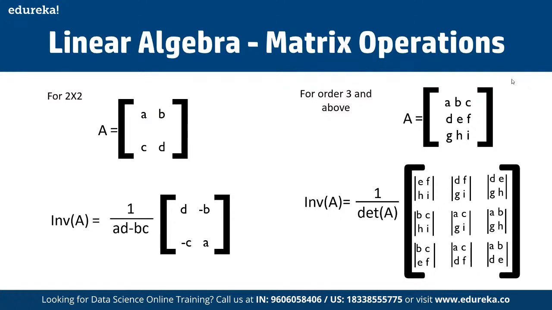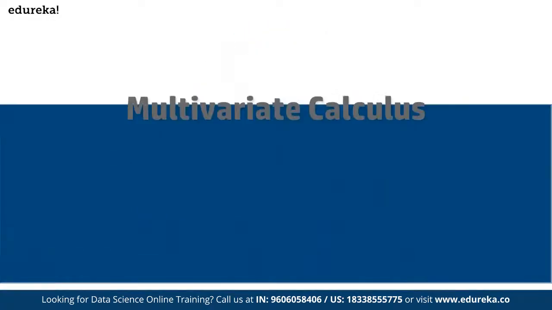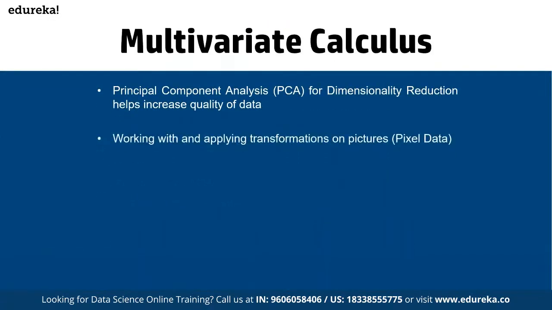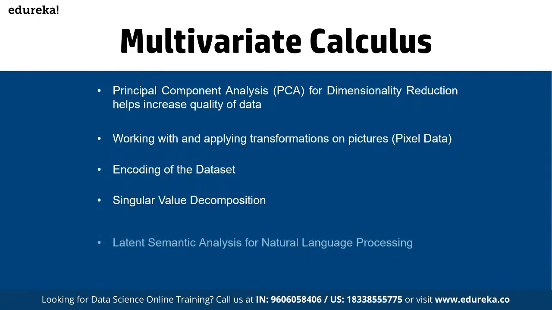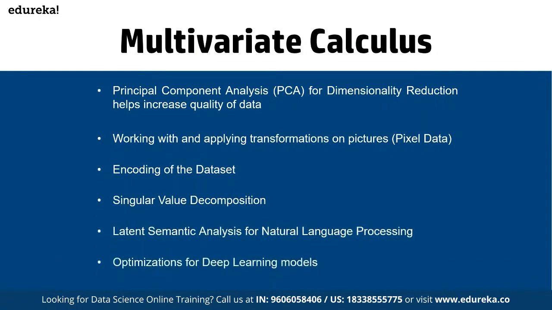Next, we have multivariate calculus. If we talk about multivariate calculus, then principal component analysis, or PCA, for dimensionality reduction, helps increase the quality of the data set. Basically, it is one of the most important parts of mathematics for machine learning. It helps us solve the second most important problem that we face in developing machine learning models. The first problem obviously being the pre-processing of data. The next is going to be the optimization of the model.